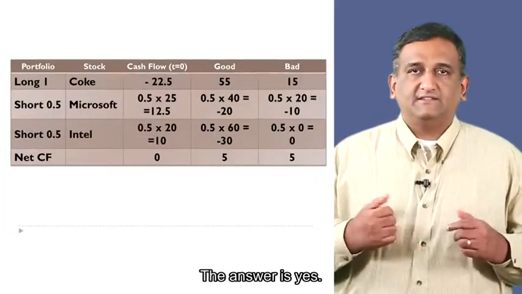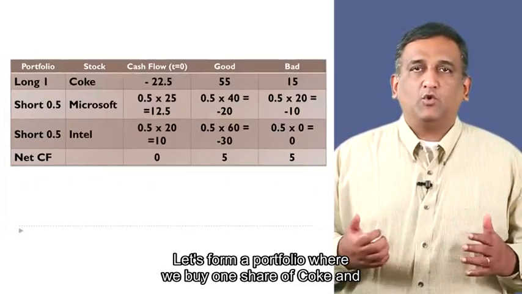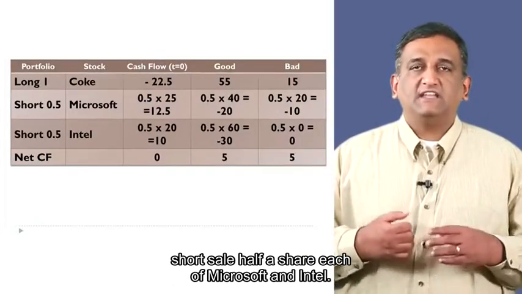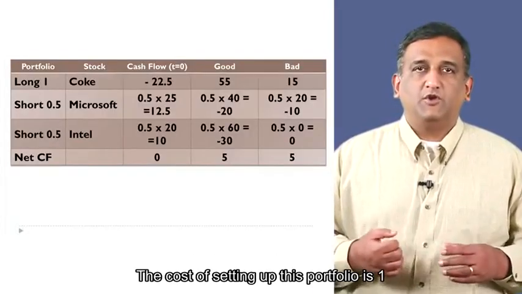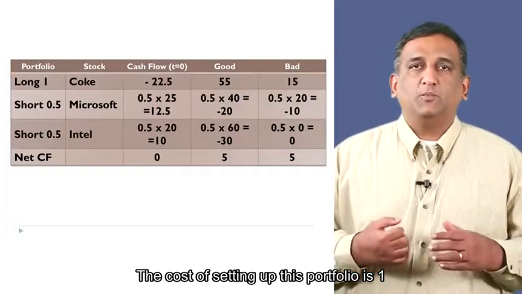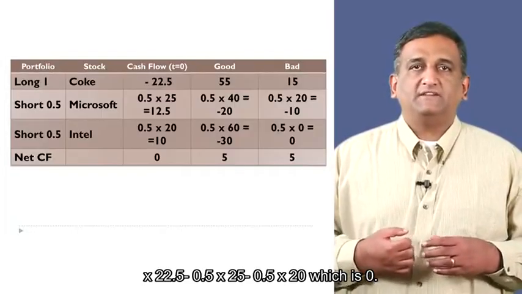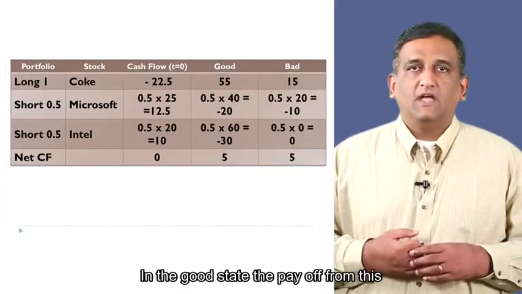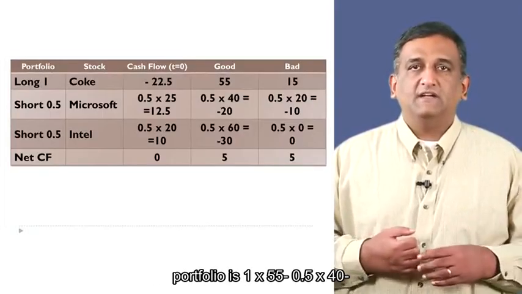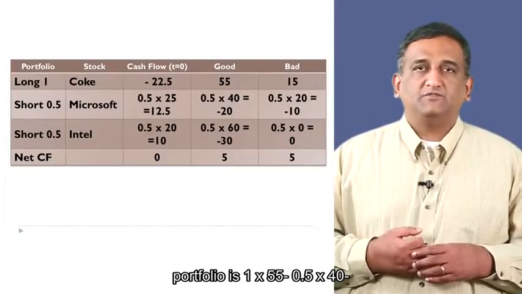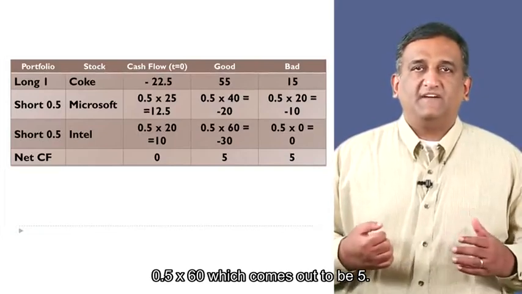The answer is yes. Let's form a portfolio where we buy 1 share of Coke and short sell half a share each of Microsoft and Intel. The cost of setting up this portfolio is 1 times 22.5 minus 0.5 times 25 minus 0.5 times 20, which is 0. In the good state, the payoff from this portfolio is 1 times 55 minus 0.5 times 40 minus 0.5 times 60, which comes out to be 5.